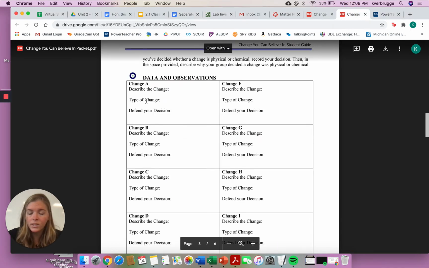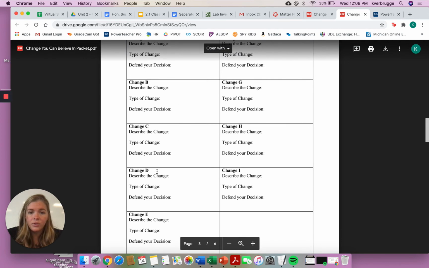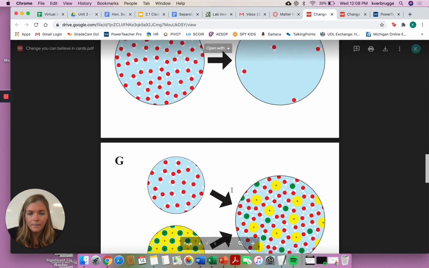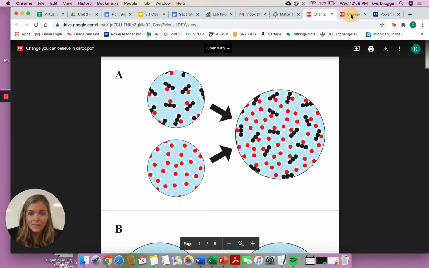Your next task is, you described the change, you described what's happening. What type of change is that? You're going to classify it as either a physical or chemical change, and then explain why. Again, this can be done on a separate sheet of paper. You're going to do that for every single one of these task cards, so task cards A through I. Notice sometimes charges are created, so those will be different types of changes.